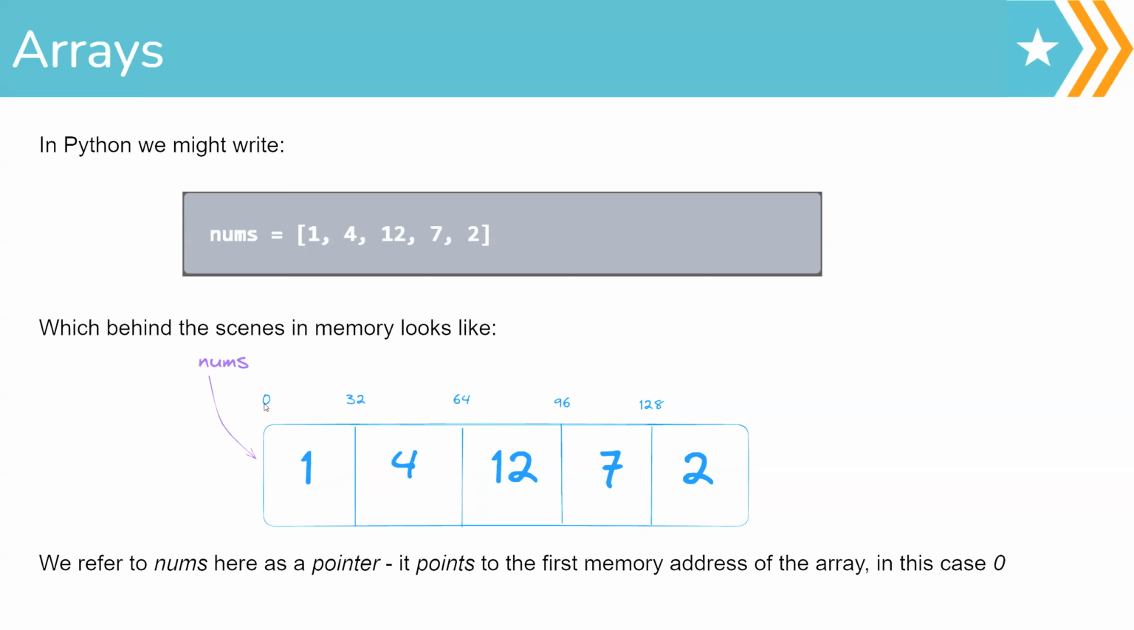And it just so happens that at 0 is this value 1, and at 32 is this value 4, and on and on. And then at 128 is this value 2. And then Python is smart enough to know that, whatever 128 plus 32, 160. So Python is smart enough to know that if you try to access 160, that's not in your array. That doesn't count. So right, nums points to this piece of memory, and then we have everything in order after that.